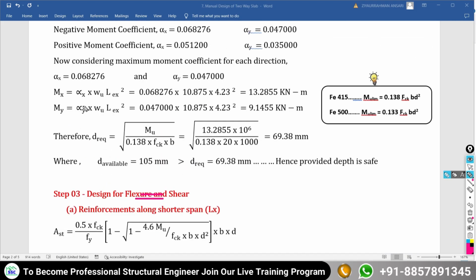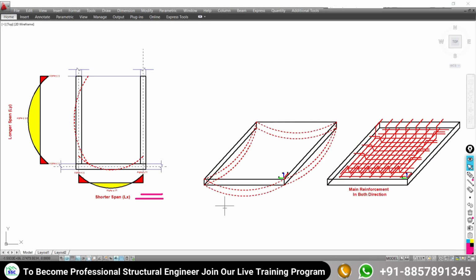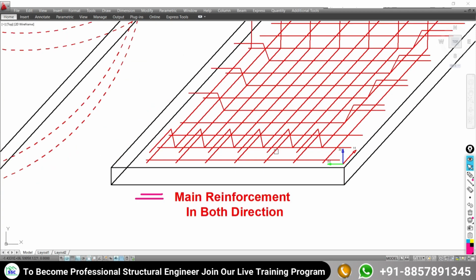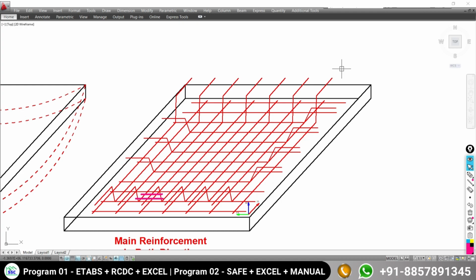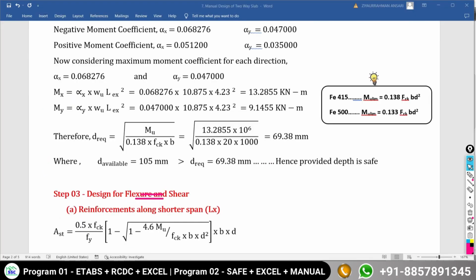Next, we have to find out how much reinforcement is required in both directions. We have done the calculation for the moment. So in both directions, we got the moment. Now in respect of these moments, we have to find out how much reinforcement is required along the shorter direction, and how much along the longer direction. So I am going to do this calculation.